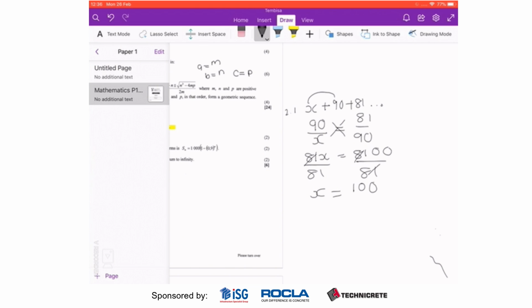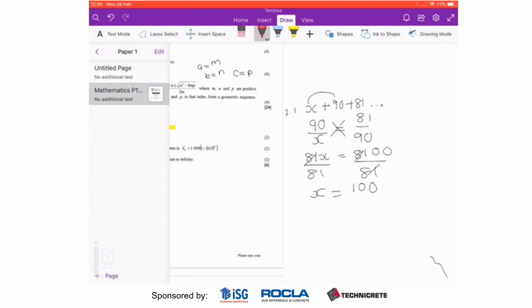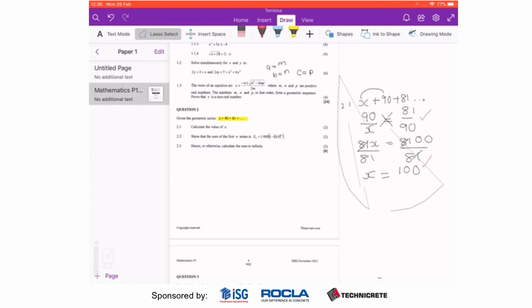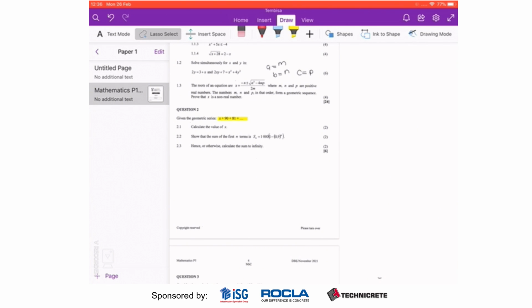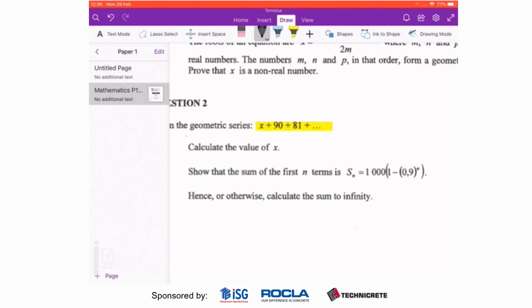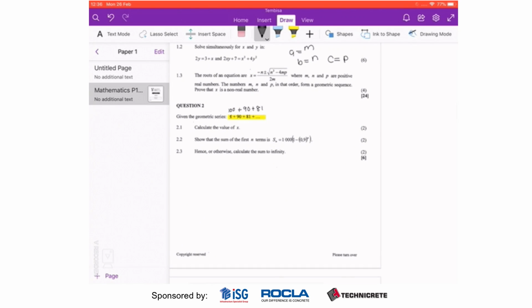Okay, and this question was just 2 marks. 1 mark is for your ratio, and the other mark is for your answer. Okay, let's take a look now at the next question. Okay, I'm going to delete this, but I'm going to add it in here that our x is now equal to 100 plus 90 plus 81. Okay. Next says show that the sum of the first n terms is Sn = 1000(1 - 0.9^n).